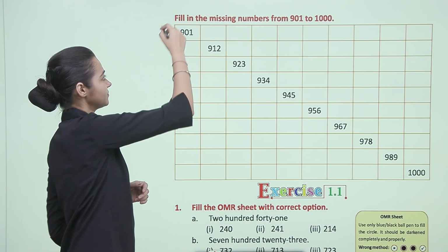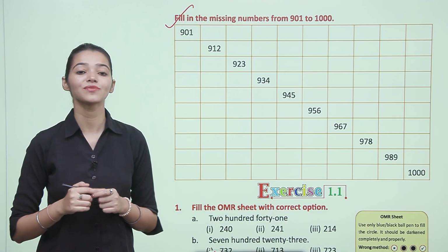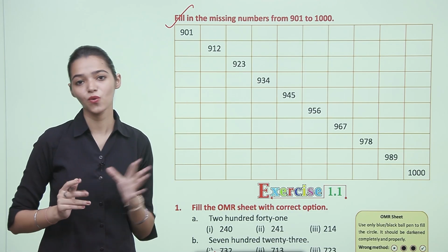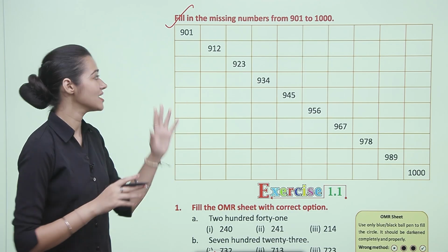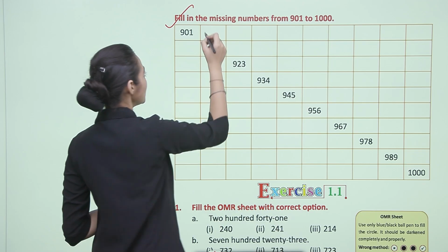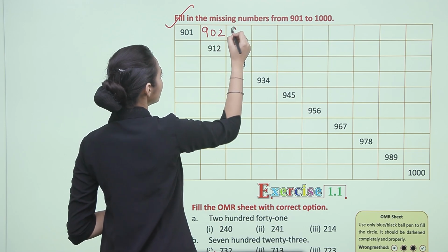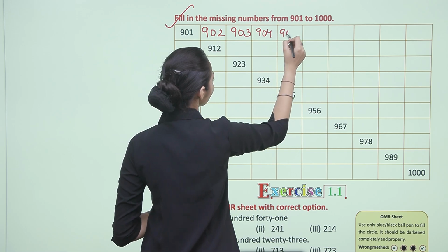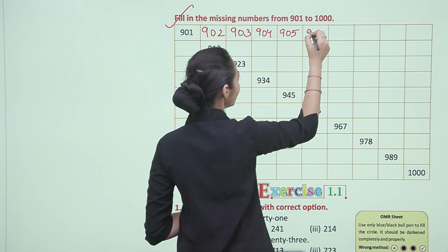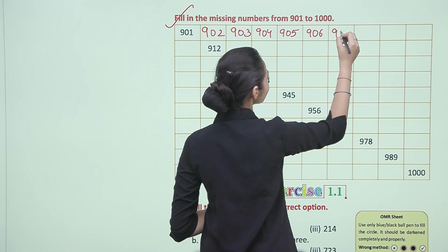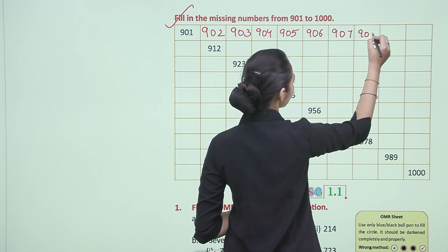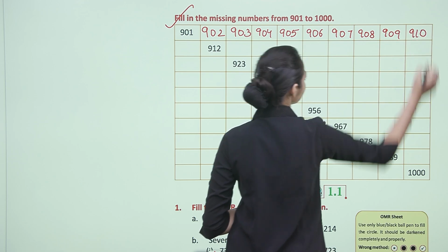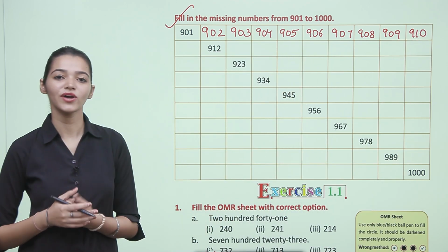Now in the next one, we have to fill in the missing numbers from 901 to 1000. Here we have to complete this table from 901 to 1000. Now let's start. 901, after that 902, 903, 904, 905, 906, 907, 908, 909, 910. That's how you have to complete this table.